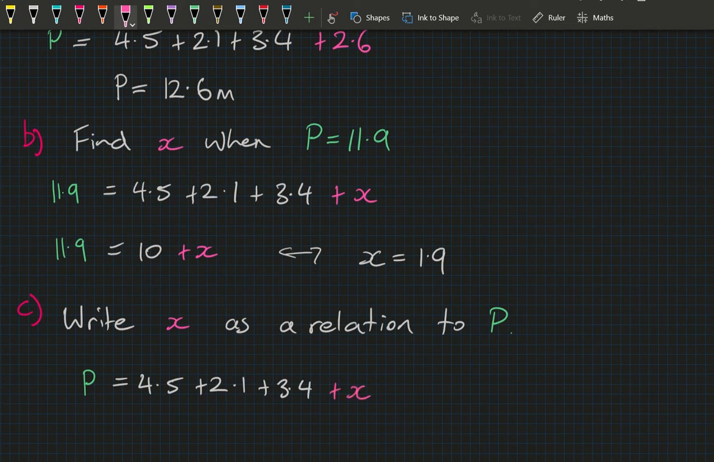And we've already summed up these numbers before, so we know that p is going to equal 10 + x. So that's one way of looking at the relation. The other way of looking at it is that if I subtracted 10 from both sides, x is equal to p - 10. You'll need to read carefully which one that they want. All right, so that's really straightforward.